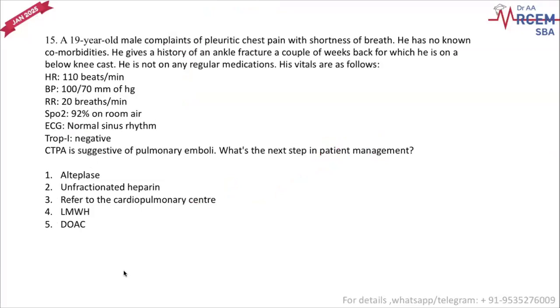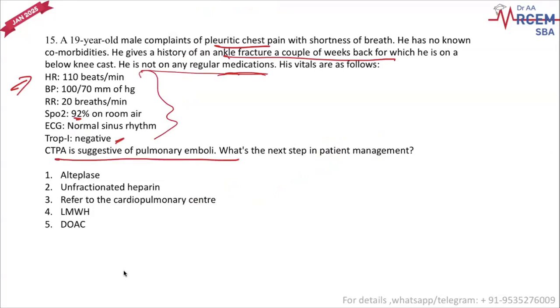A 19-year-old male complains of pleuritic chest pain with shortness of breath. No comorbidities are there. He had an ankle fracture a few days back and is in a below-knee back slab. He is on no other medications. A slight amount of tachycardia is present, and a slight amount of hypoxia is present. Troponin is negative. CTPA is suggestive of a PE. What is the next best step?